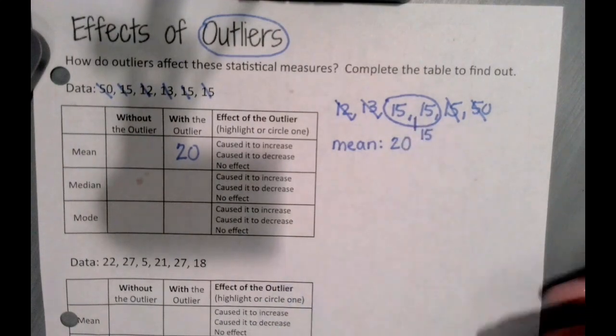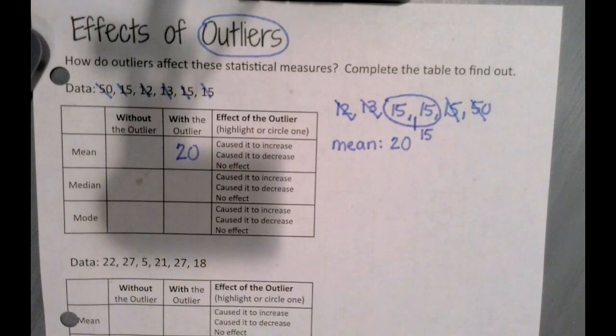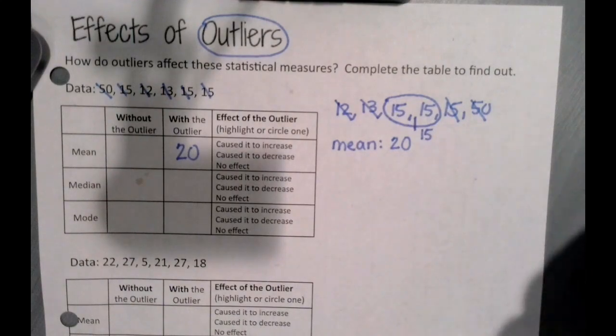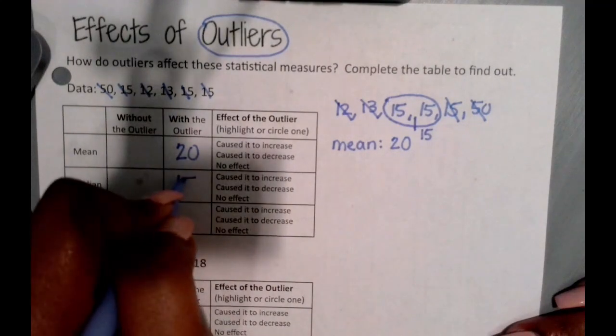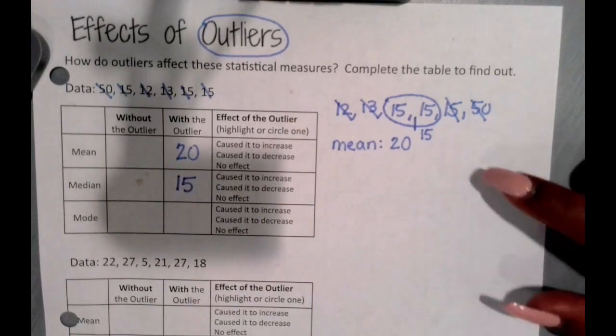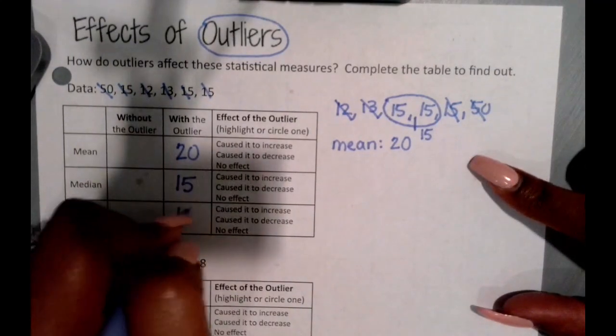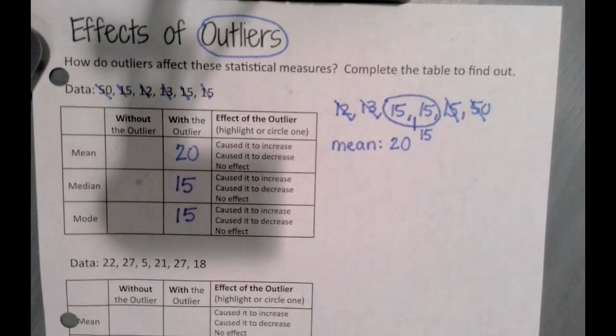But if you add them together, 15 plus 15 is 30, divided by 2 still gives you 15. So our median is 15. And then our mode, or our number that repeats the most, is also 15, because 15 repeated 3 times.